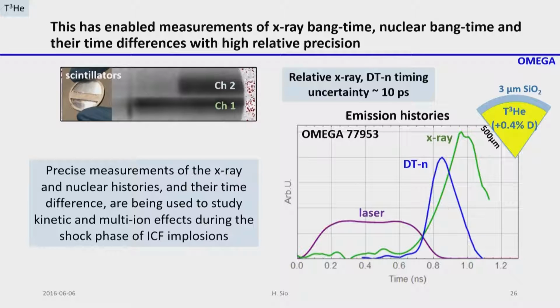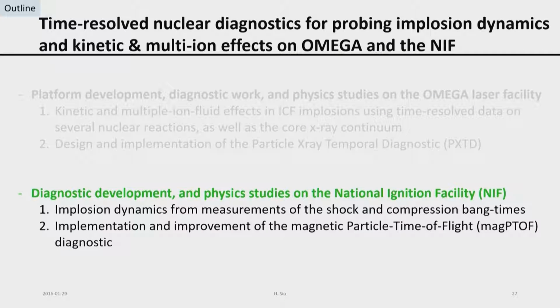So I can and have talked about this project for another hour, but in the interest of time, I'm going to move on to the NIF world, and don't worry, this is the shorter part of the presentation.